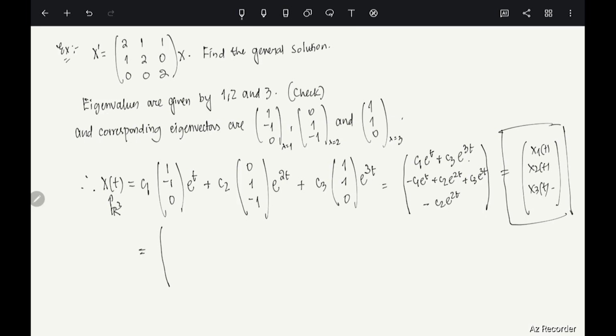So this is the general solution. You can also write it in terms of a fundamental matrix. So what is the fundamental matrix? It looks like this: the first column is e to the power t, minus e to the power t, and 0. Similarly, the second column is 0, e to the power 2t, minus e to the power 2t, and the third column is e to the power 3t, e to the power 3t, and 0. So that's your fundamental matrix. Clear? So this also shows you how to find a fundamental matrix, at least when there are distinct eigenvalues.